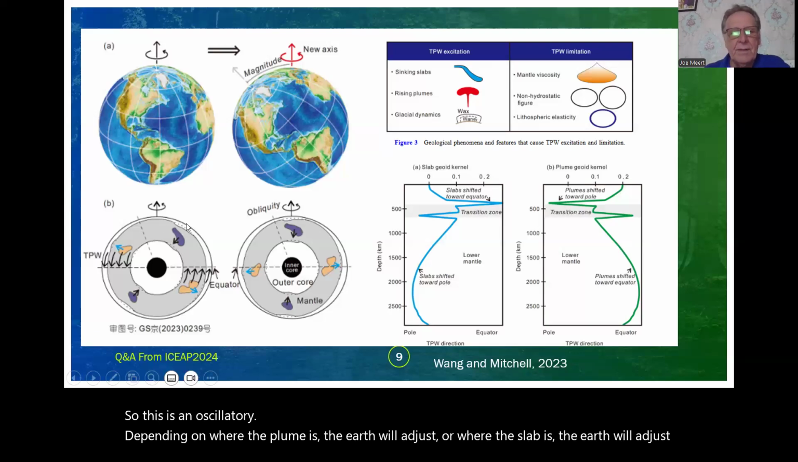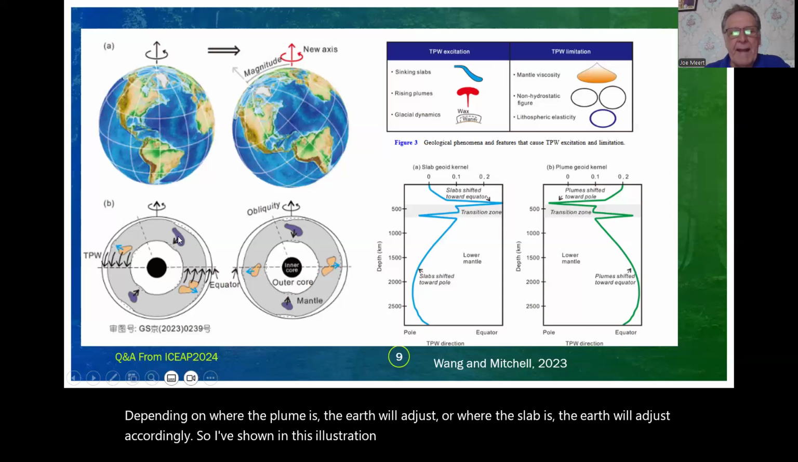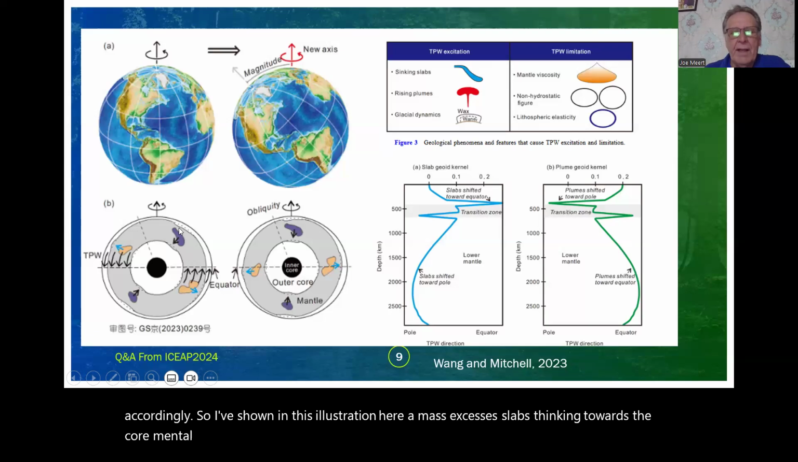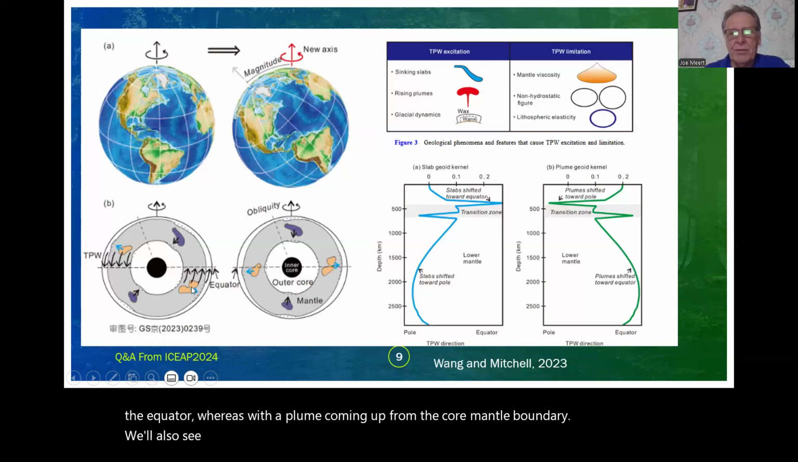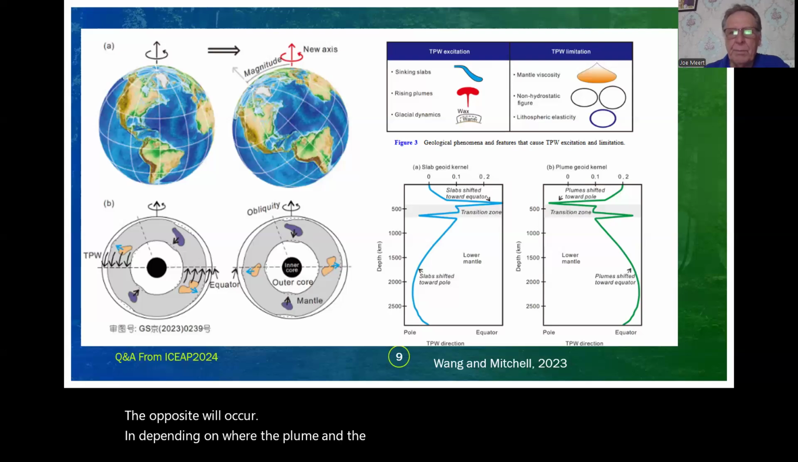So I've shown in this illustration here a mass excess, a slab sinking towards the core mantle boundary at mid-latitudes. And we can see that the Earth will try to shift that towards the equator, whereas with a plume coming up from the core mantle boundary, we'll also see in this case that the plumes will be shifted towards the equator, and then the opposite will occur, depending on where the plume and the slab are. So that's true polar wander.